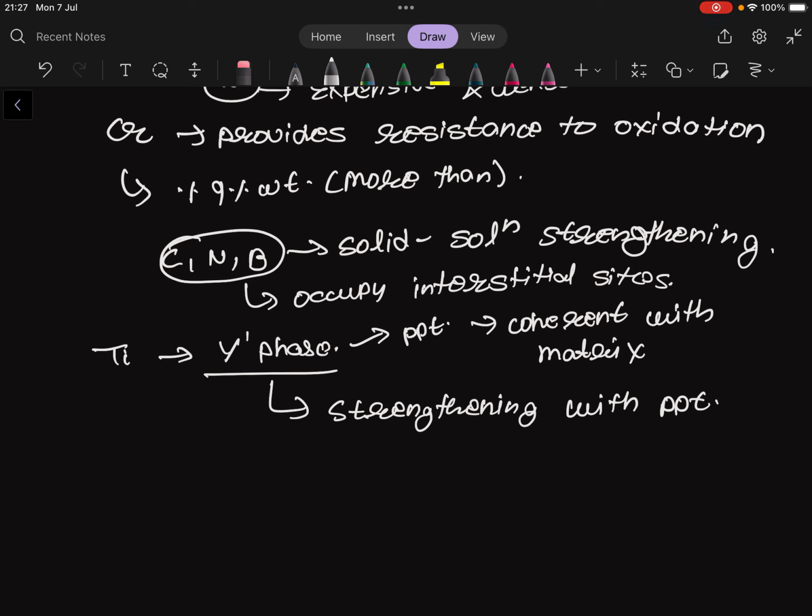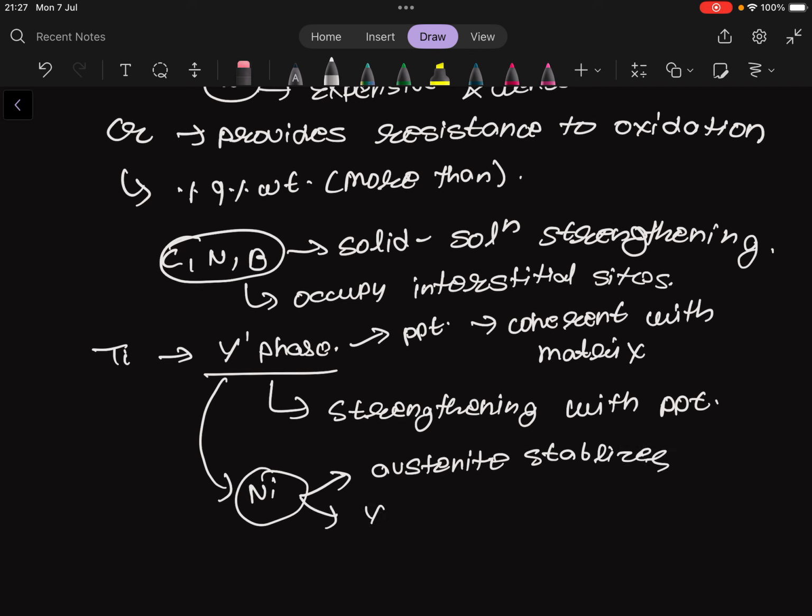The element that forms the gamma dash precipitate is nickel. So nickel has a double effect. It acts as an austenite stabilizer, and it also forms gamma dash phase, which is useful for mechanical resistance.